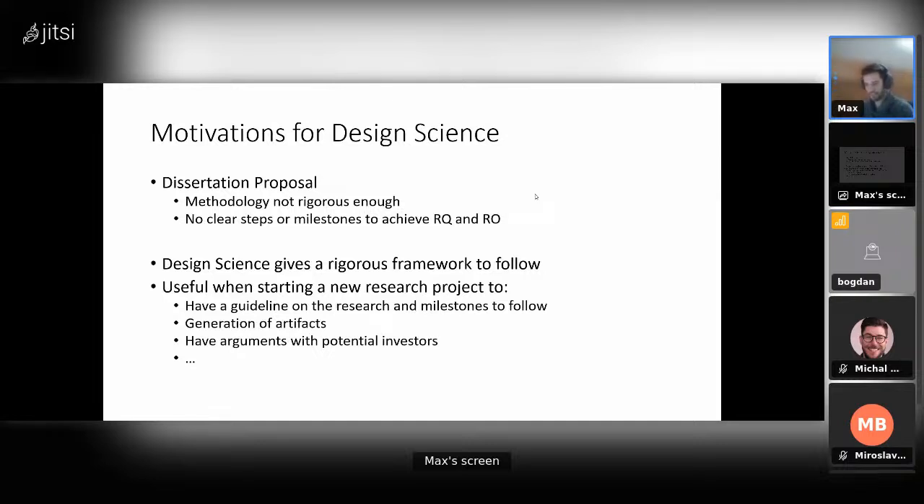Of course, the idea is really to generate a lot of artifacts that you can reuse later, to have some guideline on the research and milestones to follow. And on the other hand, for your potential investors, the stakeholders that will give you the money to perform your research project, you would have a very rigorous way to present your research project and show them why your project is worth it.